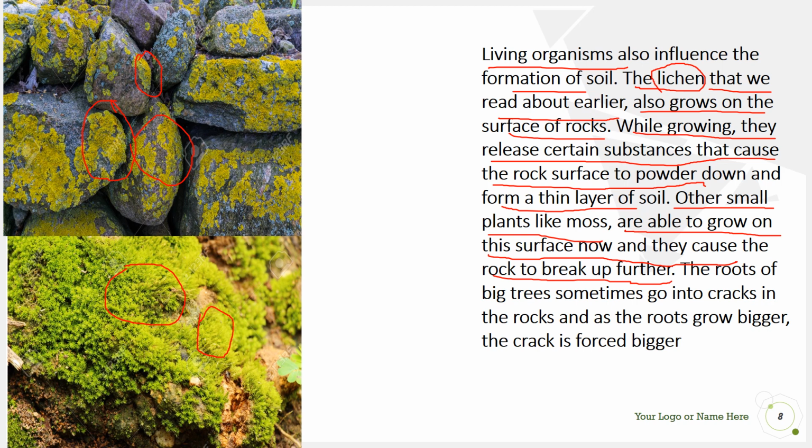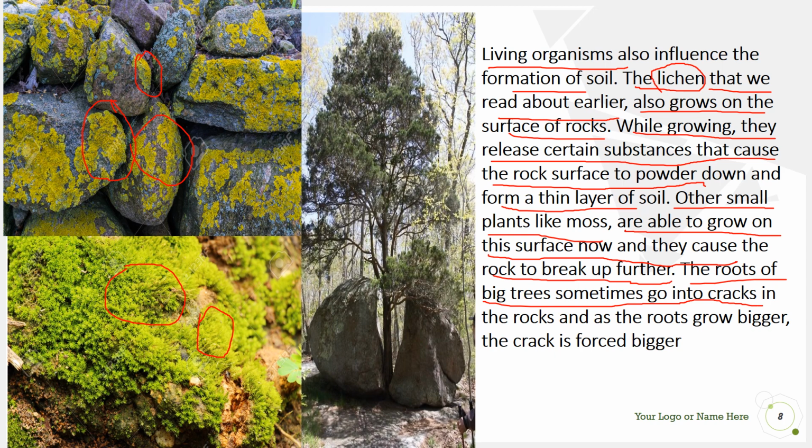And the last is the roots of big trees. Sometimes they go into cracks in the rocks, and as the roots grow bigger, the crack is forced bigger. Many times the roots of big trees also break down whole rocks and help in soil formation. So dear students, these are the different factors of soil formation which we have seen now: the sun, water, wind, and living organisms.